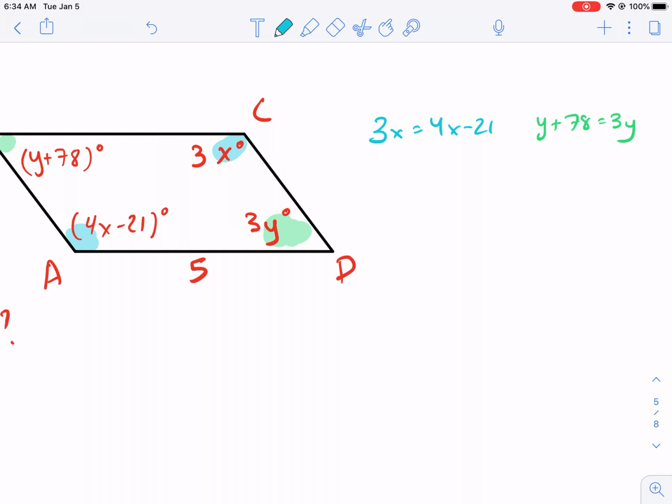What we're going to do here is subtract 4x from both sides, trying to get the x by itself first. Always combine the x's if they're on both sides. We get negative 1x equals negative 21. We divide by negative 1, divided by negative 1, and we get x equals positive 21.